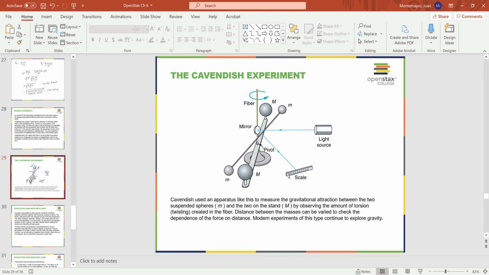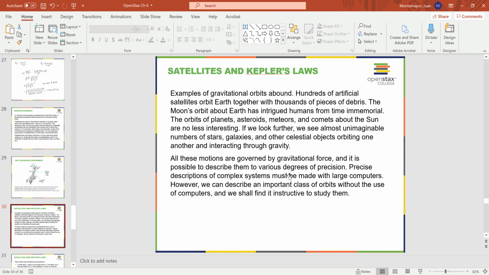Okay, so the Cavendish experiment. Cavendish used an apparatus like this to measure the gravitational attraction between the two suspended spheres, small m, and the two on the stand, big M, by observing the amount of torsion, twisting, created in the fiber. The distance between the masses can be varied to check the dependence of the force on the distance. Modern experiments of this type continue to explore gravity. So it's just an example of the experiment.